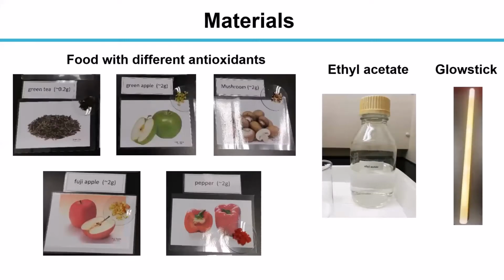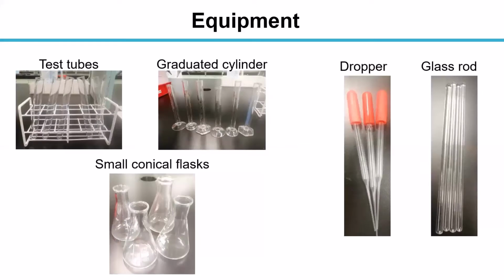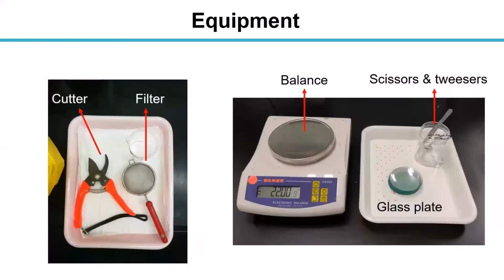So now we will introduce the material used in the experiment. We will use food with different antioxidants such as green tea, apple, mushroom, pepper. We will also use ethyl acetate and glow stick. Some glassware will also be used, such as test tubes, a graduated cylinder, small conical flasks, dropper, and glass rod. Besides, we also use cutter, filter, balance, scissors, and tweezers.